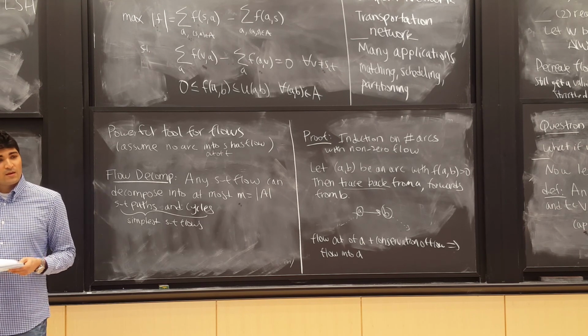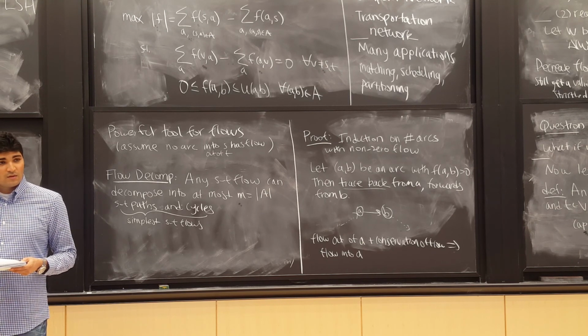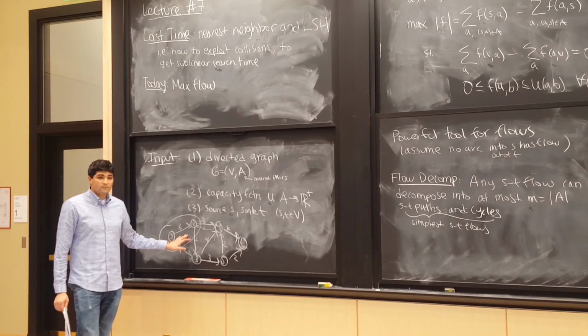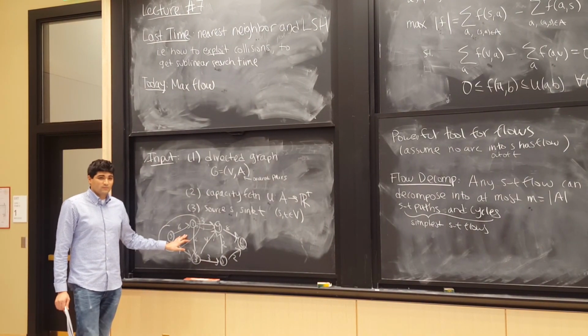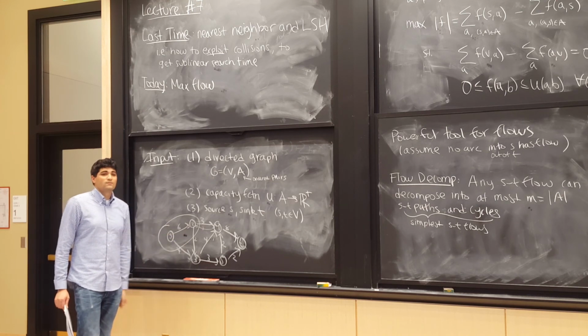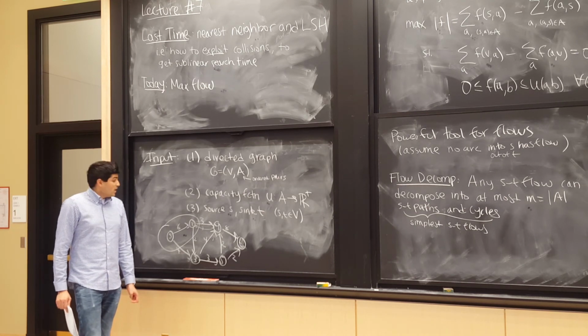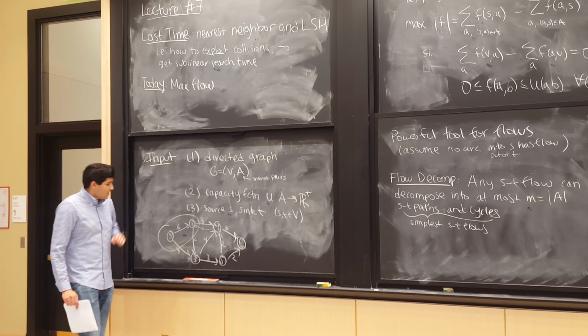Yep. You partition the set of nodes into two sets. And then show that if S is in one set and T is in the other, then the flow across between one set and the other is at most the cut. Yeah, so very, very good.